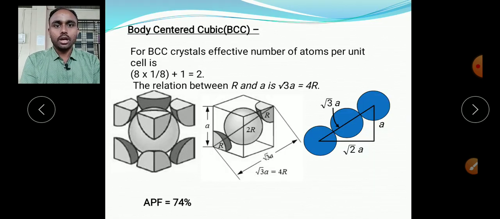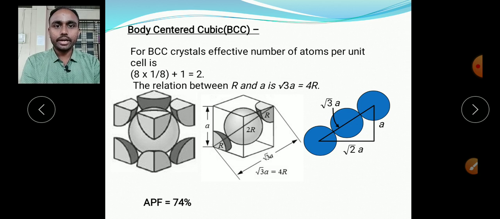Okay, right. Now, today the next structure, that is body centered cubic, we have to find the same packing fraction for this body centered cubic unit cell. First of all we have to understand how atoms are arranged in the body centered cubic crystal structure or unit cell. We saw this in the very first video.